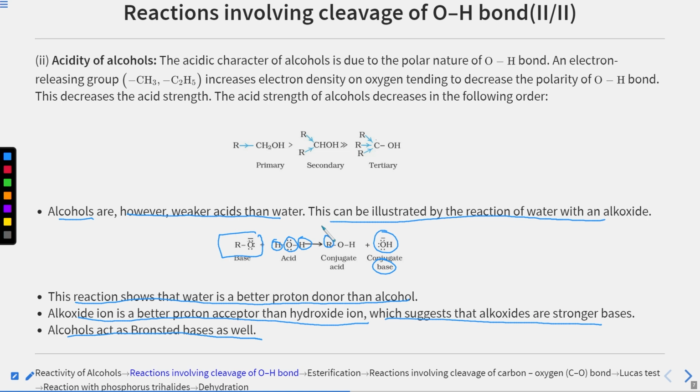Now, how can we compare the acidity of different alcohols? Basically, we have a common trait, that is primary, secondary and tertiary. Otherwise, if there is no such comparison, then you will look for things like alpha hydrogens, or resonance and all those aspects. Clear? So this was the reaction involving cleavage of the OH bond.